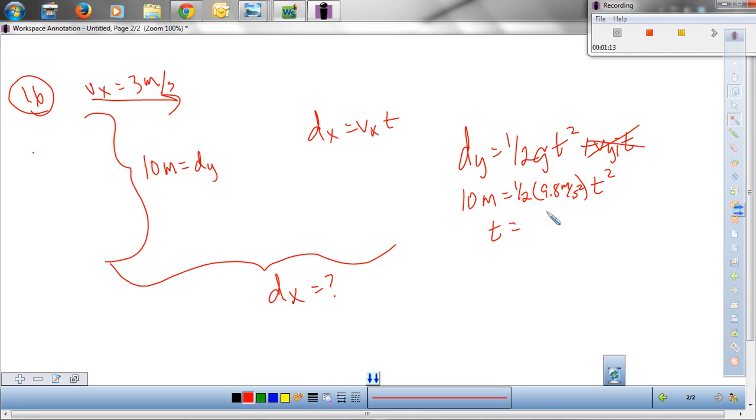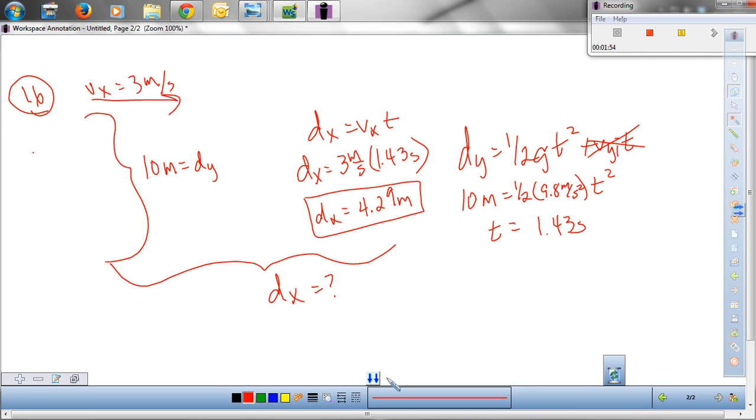So 10 divided by 4.9, and then I want the square root of that. So it was in flight for 1.43 seconds. And if Jimmy, the little delightful soul, threw it at 3 meters per second and it flew for 1.43 seconds, 4.29 meters is how far out it landed from the base of the cliff, or the quarry wall, or whatever you want to call it.